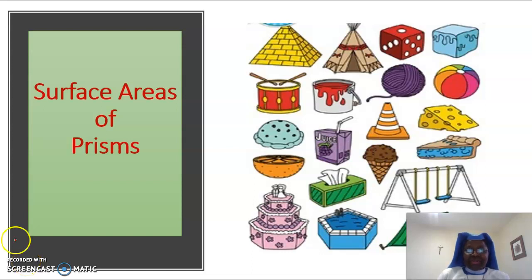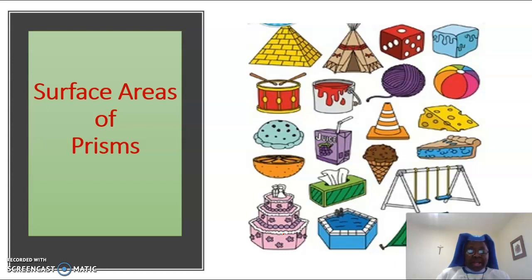In this video, we're going to look at surface areas of prisms. Some of the places we see prisms in real life are cubes, cheese, pies, and cakes.